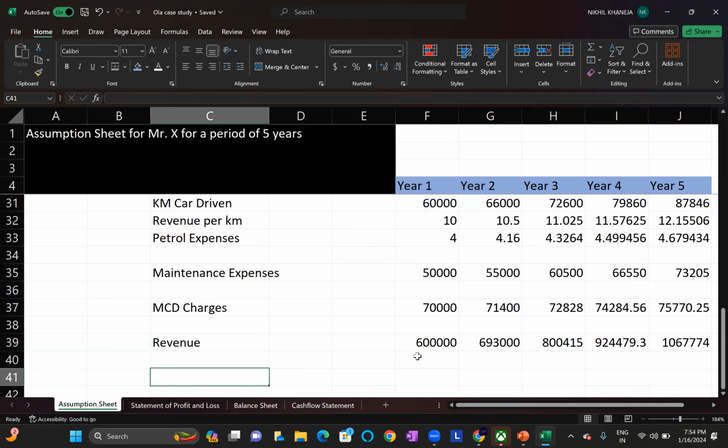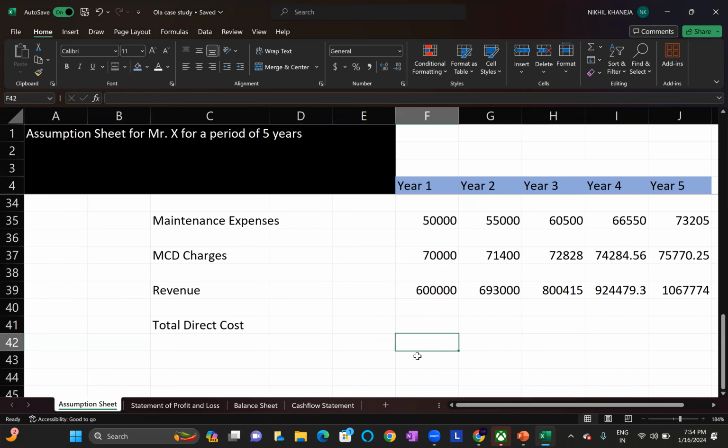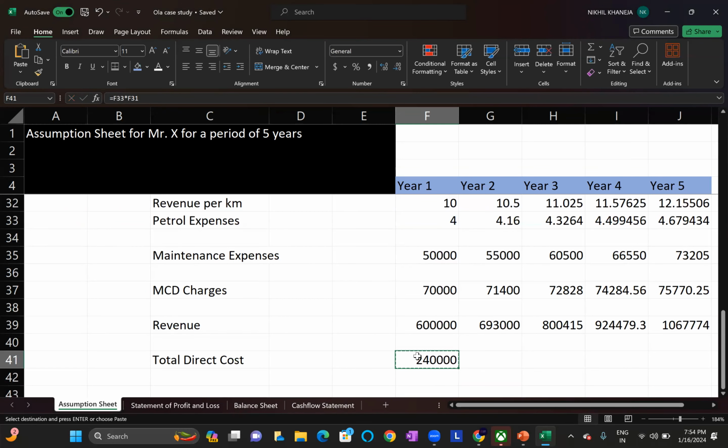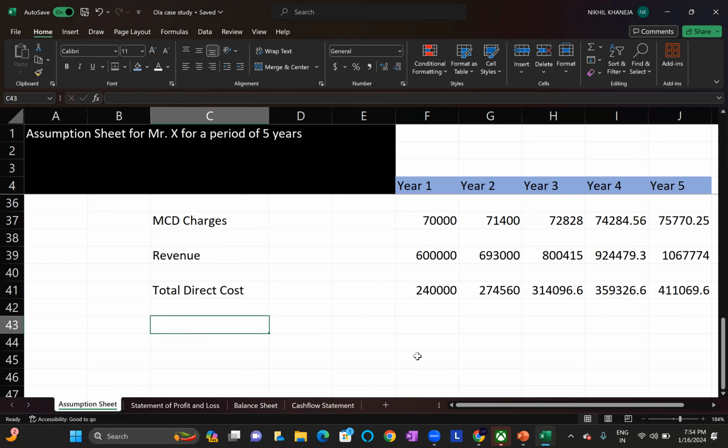Then I will be calculating my total direct cost. Direct cost is nothing but the cost which is directly associated with running of the car. It is nothing but petrol. So what are my petrol charges? 4 rupees per kilometer multiply by 60,000 kilometers of car running. So these are my petrol costs. Now I'll calculate my total indirect costs.